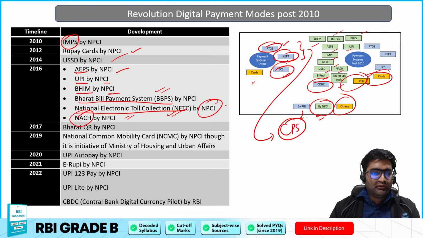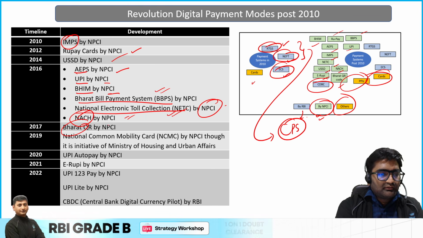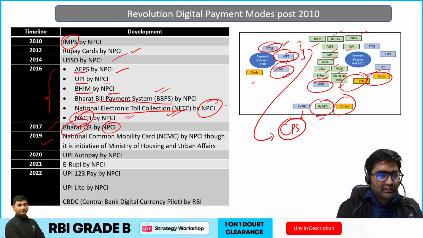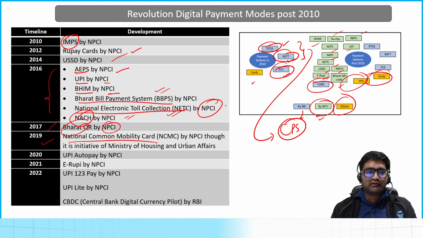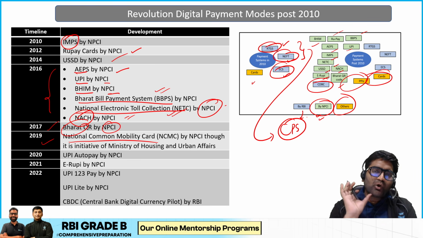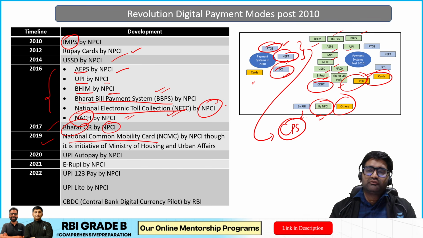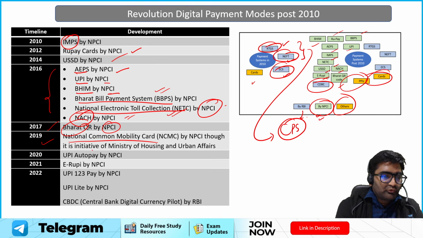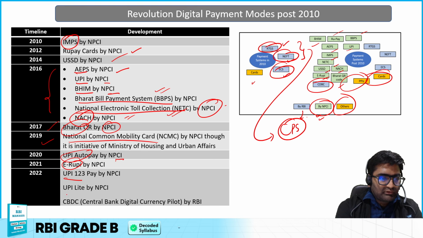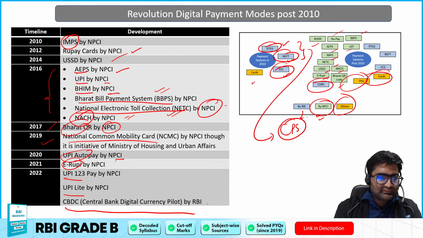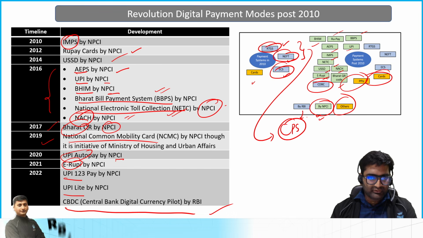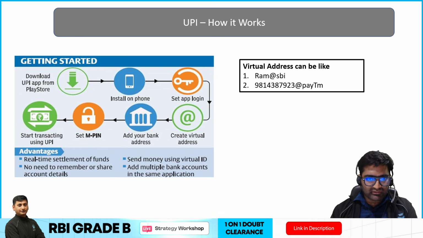NACH is wherein you can go for large-amount bulk payments at once and you can automate, the National Automated Clearing House. Then Bharat QR came in by NPCI in 2017, all of these in 16. Then in 19, we came up with the National Common Mobility Card, which is nothing but the common card to travel in all the metros mostly across India. UPI AutoPay came in 2020, e-Rupee in 2021, UPI 123, UPI Lite, and the Central Bank Digital Currency pilot edition came in 2022. We'll talk about some of these, mainly the UPI.